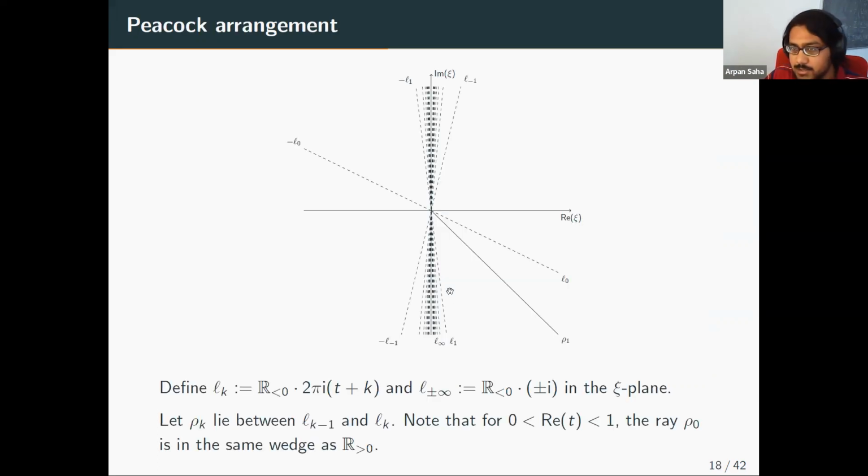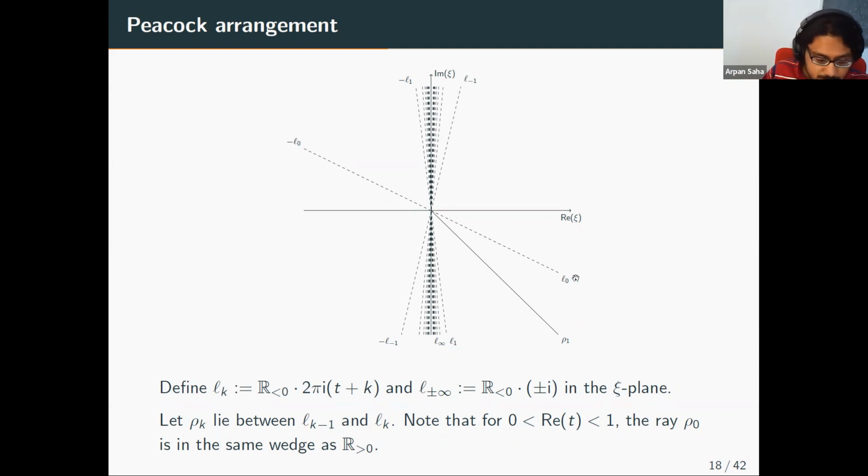So again, recall that this is for a fixed value of t, and this is the xi plane. On this plane, you have infinitely many poles along each of the dotted rays over here, and infinitely many dotted rays accumulating on the imaginary axis. So this is called the peacock arrangement because it is supposed to remind you of the patterns on the tail of a peacock when it fans out the tail. I don't know if you might see it, but that's why it's called the peacock pattern or peacock arrangement.